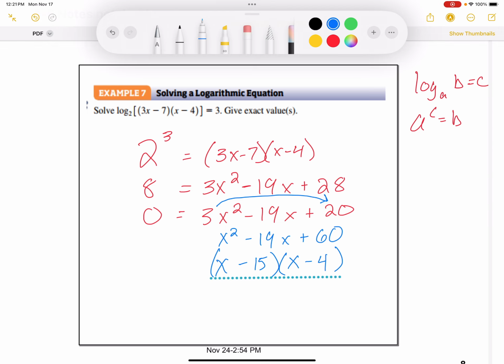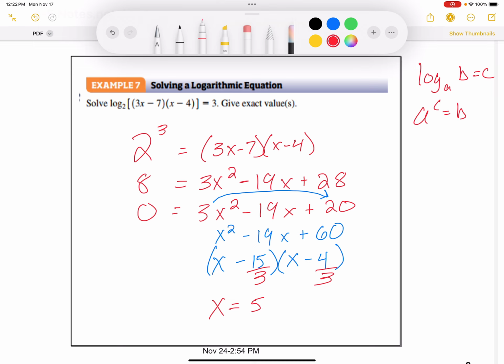Yep. So we have to remember to come back in here and compensate for that 3, so we divide by 3. We get x equals, so that'd be x minus 5, so it'd be x equals 5, and x equals 4/3.